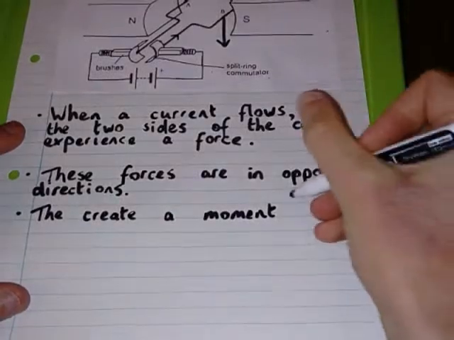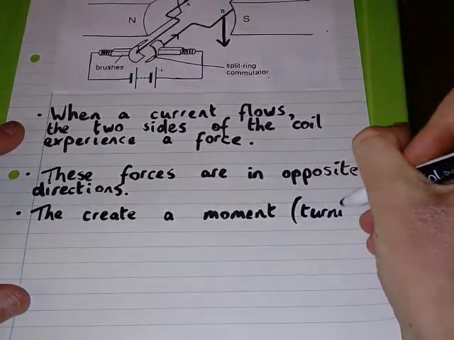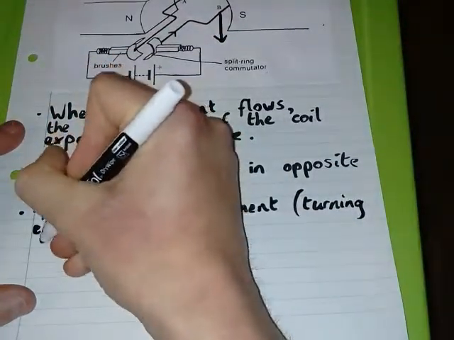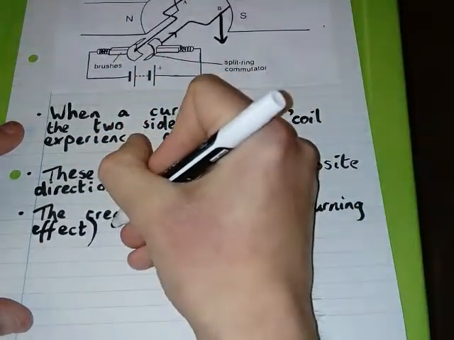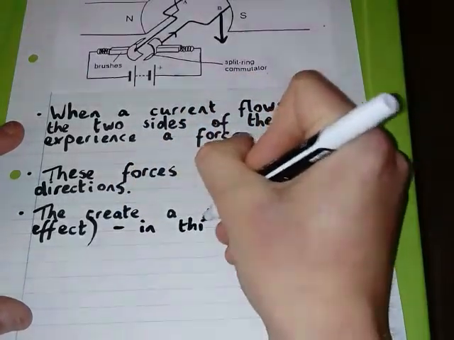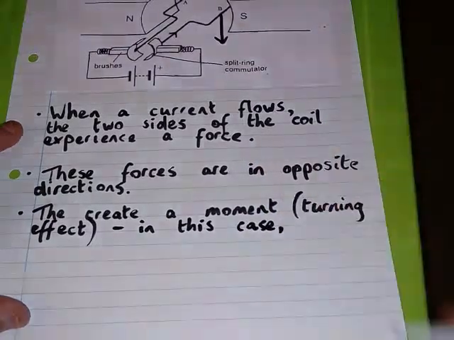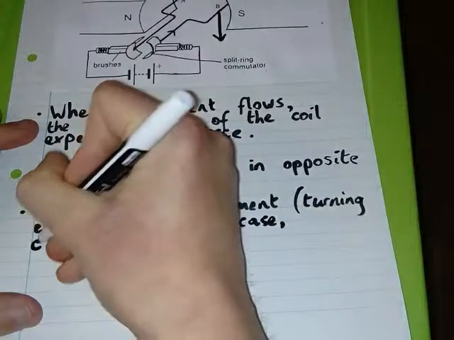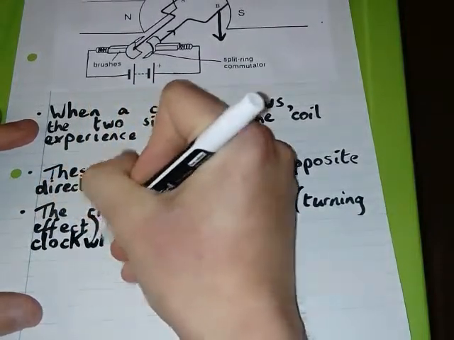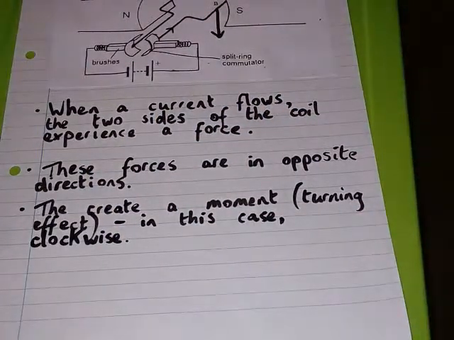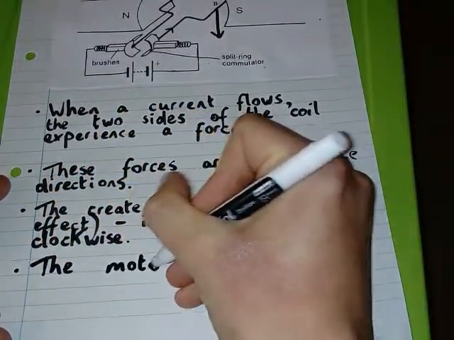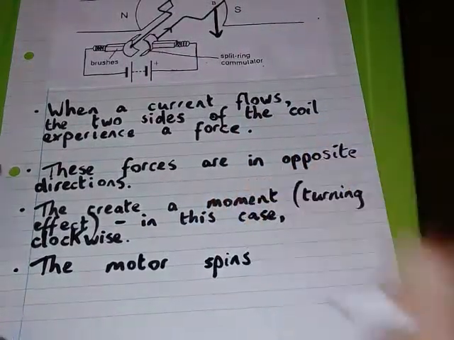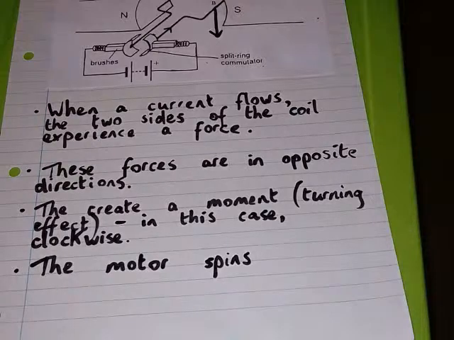And I'm just going to put the reminder what moment means in physics. So moment means turning effect. Close brackets. So they create a moment, brackets, turning effect. Then I'm putting a dash. In this case, and in this case, as we look at it, it's clockwise. And now I think we just need to say one more thing, which is the motor spins. So that's how we get from Faraday's rolling wire demo to a spinning motor.